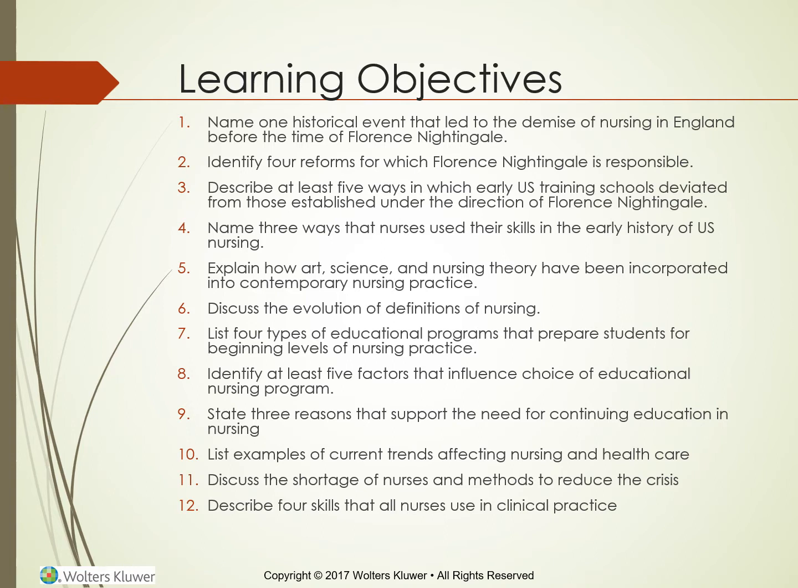5. Explain how art, science, and nursing theory have been incorporated into contemporary nursing practice. 6. Discuss the evolution of definitions of nursing. 7. List 4 types of educational programs that prepare students for beginning levels of nursing practice. 8. Identify at least 5 factors that influence choice of educational nursing program. 9. State 3 reasons that support the need for continued education in nursing.